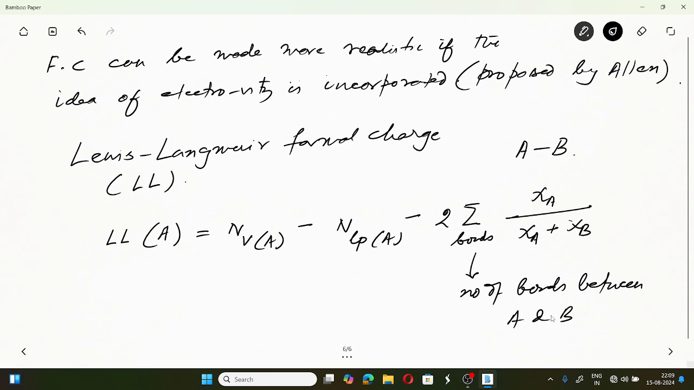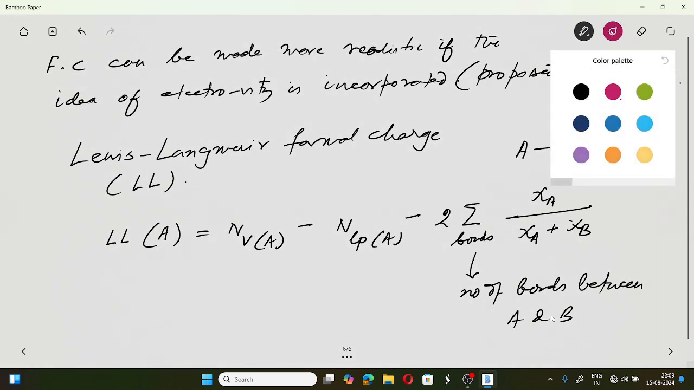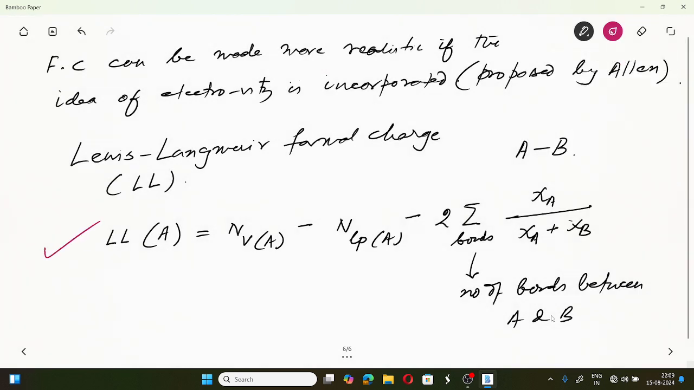Bond summation here means the number of bonds. Okay? So this is how we can find out the formal charge by considering the electronegativity of A, whose formal charge we want to find. The formal charge of A has to be found out. So we have introduced the concept of electronegativity, where the electronegativity of A and of B has to be taken into consideration.